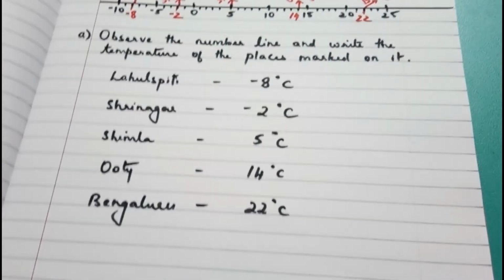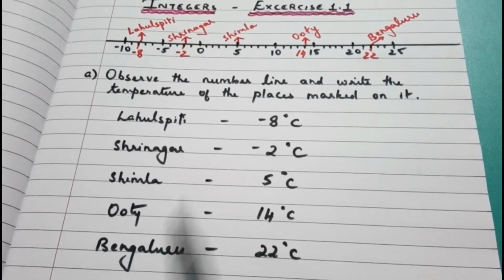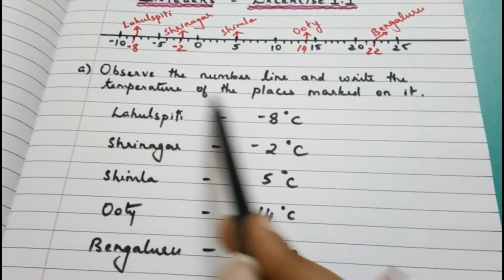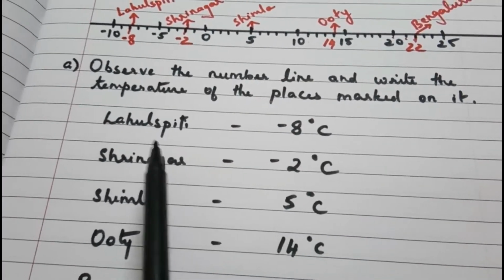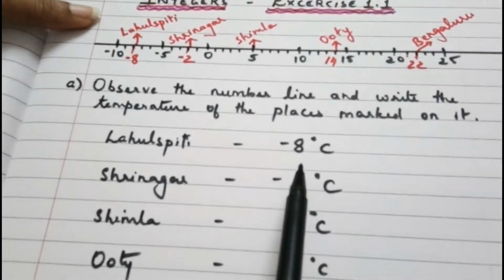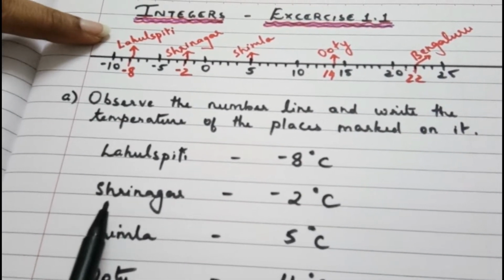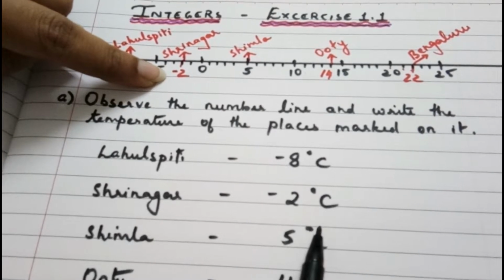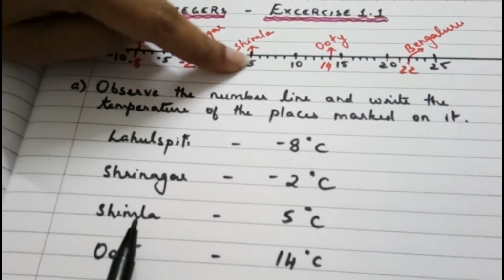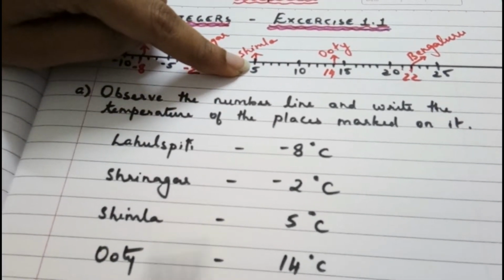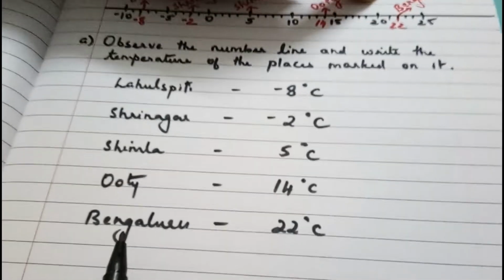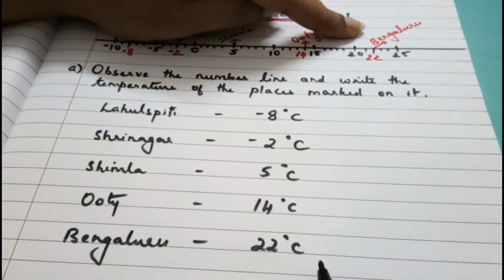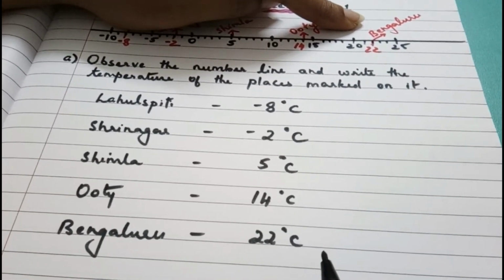So this is the answer of our first question, wherein they had asked to find the temperature of the places marked on it. Just to recollect, Lahuspati is -8 degrees Celsius, Srinagar is -2 degrees Celsius, Shimla being 5 degrees Celsius, Ooty being 14 degrees Celsius, and last but not the least, Bengaluru is 22 degrees Celsius.